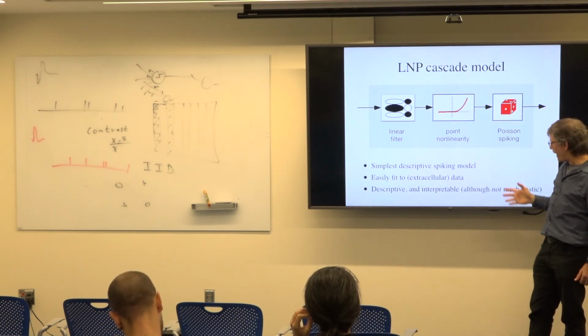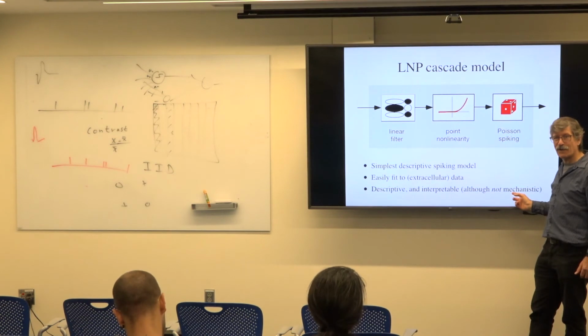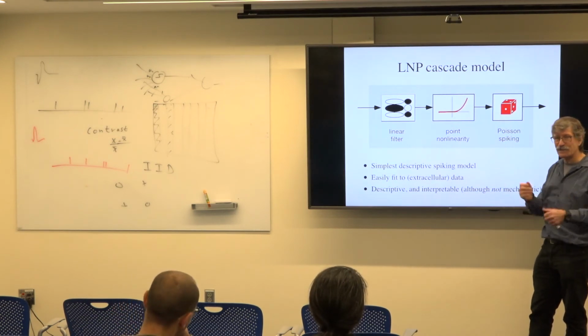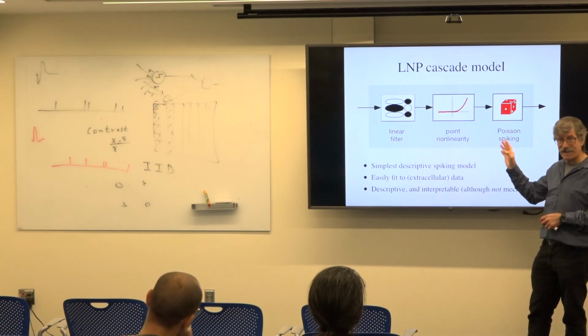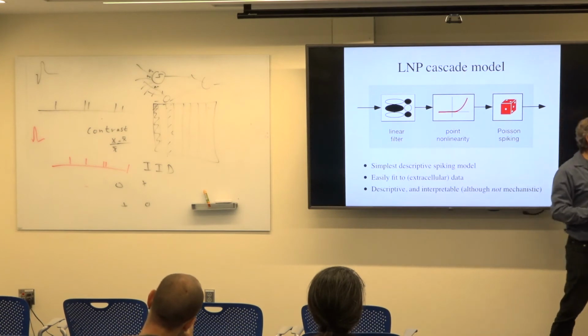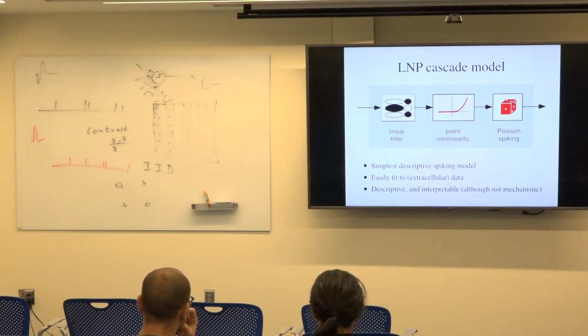Now it's not mechanistic. This is not like a neuron that's got ion channels and biochemical interactions and whatever the stuff that neurons have. It's not done on that level. It's a big picture model of what a neuron's doing, but nevertheless, it's pretty easy to understand.